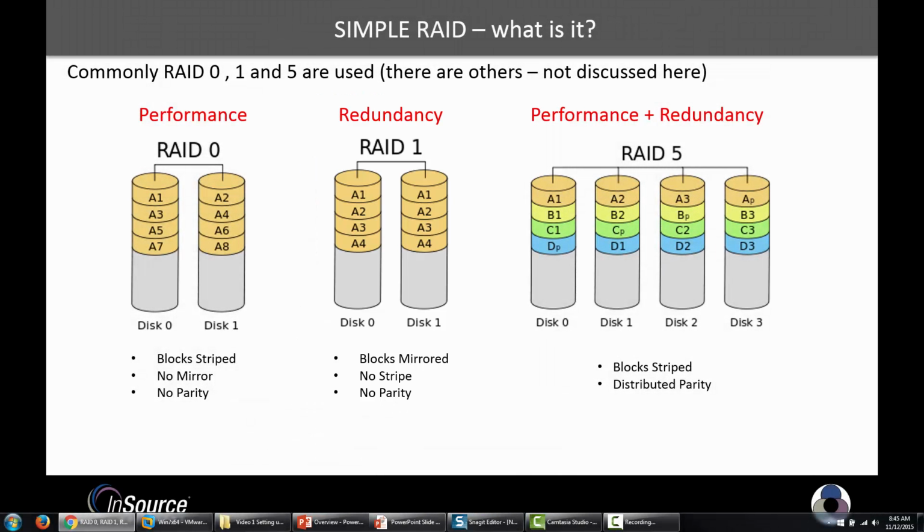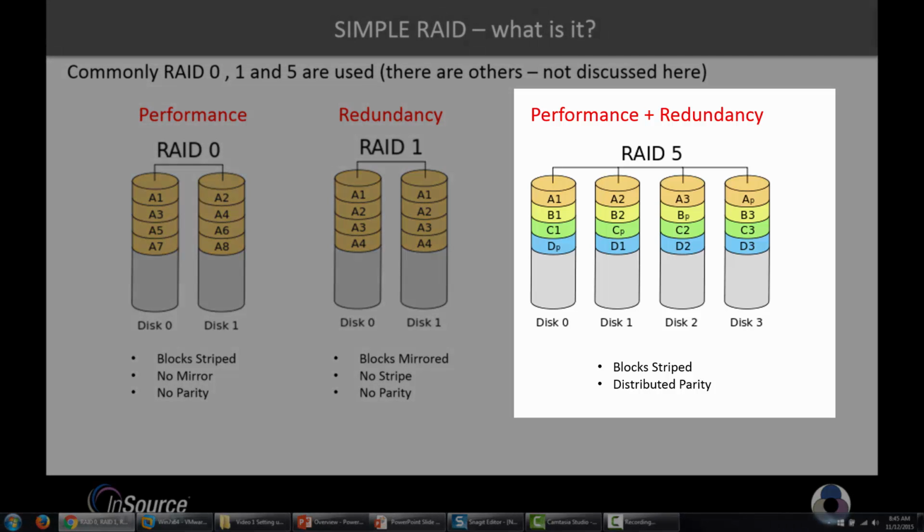And probably the most common we see is RAID level 5. It really gives you that combination of performance and redundancy. It does require a minimum of 3 disks, although we're showing you more here. There can be more added. Gives you good performance because the blocks are striped, gives you good redundancy with distributed parity, and is probably the best cost-effective option for providing both performance and redundancy.